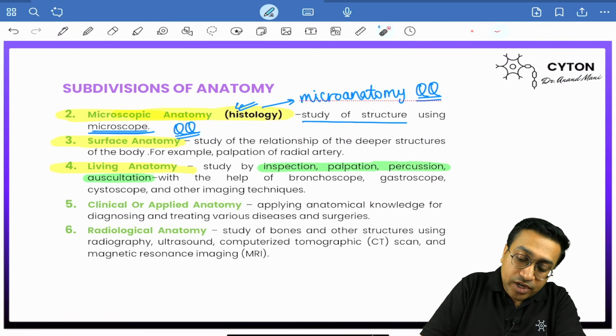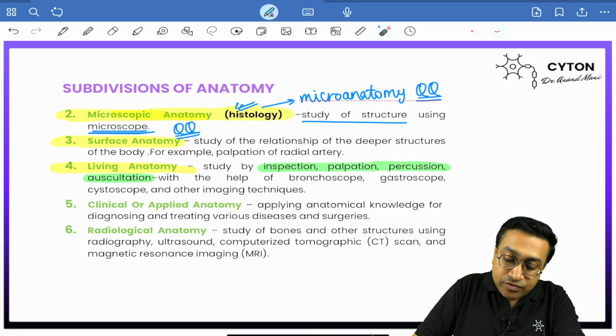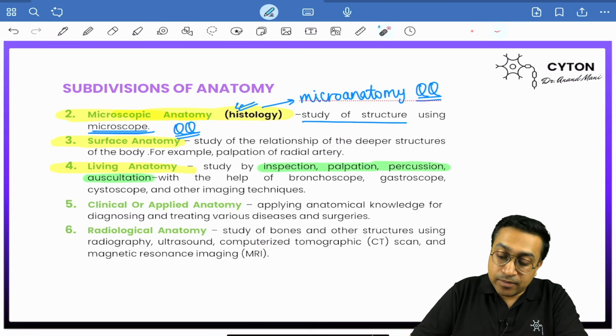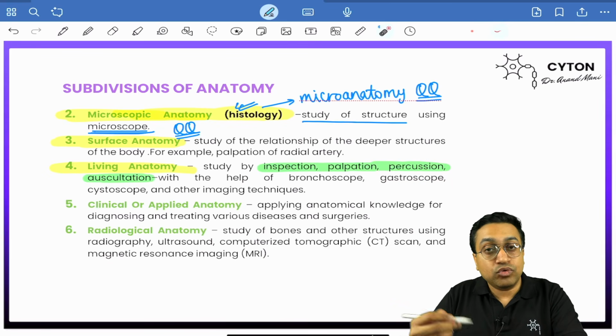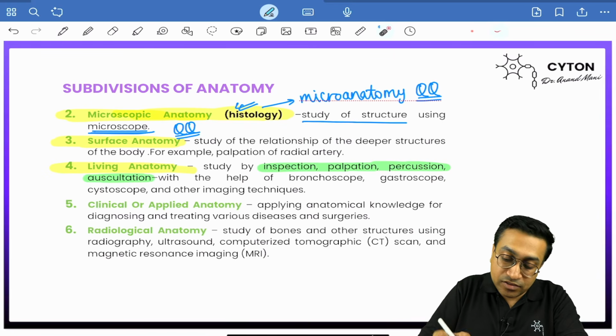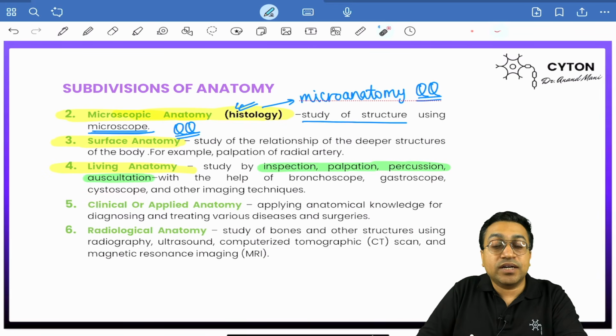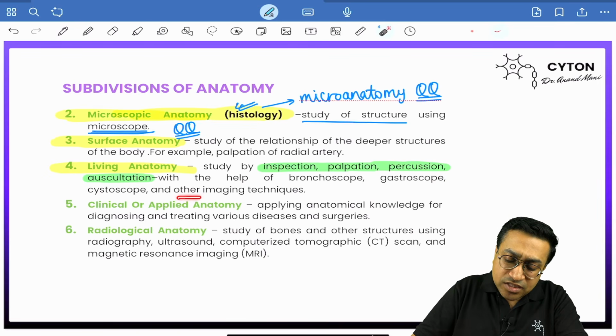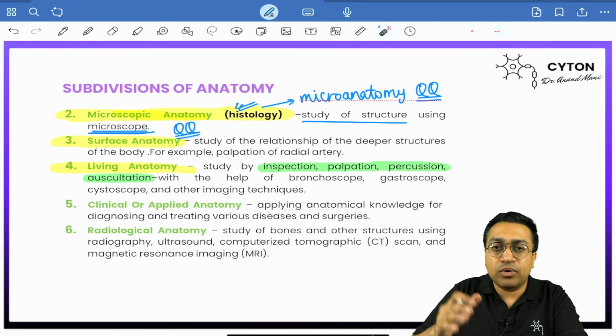So what we are dealing with, which we can do the living anatomy, we can test with the help of various instruments like the bronchoscope, which will go inside the bronchus, inside the lungs. Gastroscope or endoscope, which is going inside to check the GI system, gastrointestinal system. Cystoscope, that is being introduced into the urinary bladder. Okay, and there are various imaging techniques which we will talk about region by region.